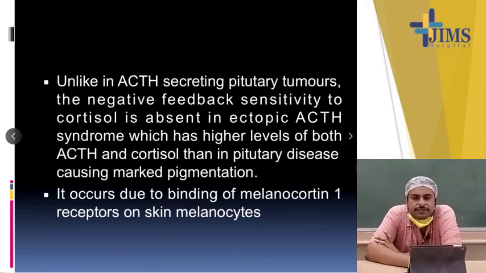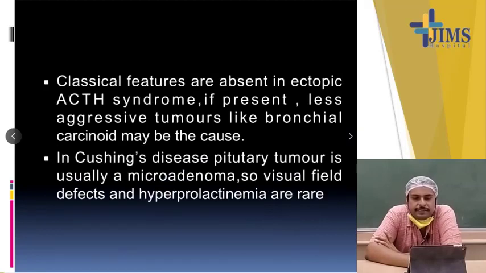Now the classical features of ectopic ACTH syndrome, if present, less aggressive tumors like bronchial carcinoid may be the cause. And in pituitary disease, the pituitary tumor is usually a microadenoma. So unless the tumor is large, you cannot get the visual field defects and hyperprolactinemia in the clinical history. And hyperprolactinemia usually causes galactorrhea, that is secretion of milk.